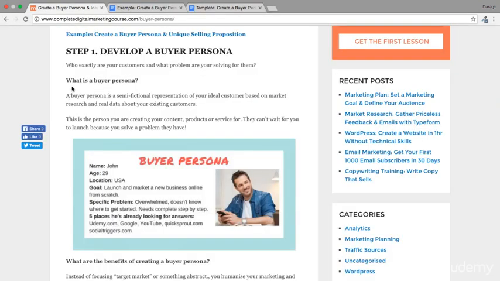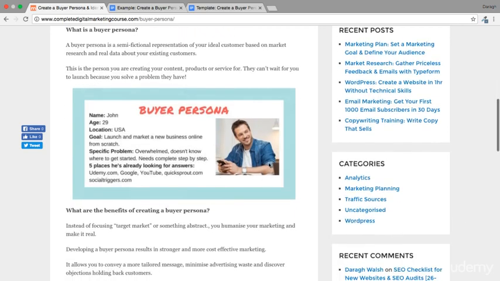So in terms of what is a buyer persona, well, it's a semi-fictional representation of your ideal customer. Down here you can see the buyer persona that I created for this course. There's a picture, there's a name, etc. Now this is totally fictional. The student doesn't exist. There is no student like this in the course.